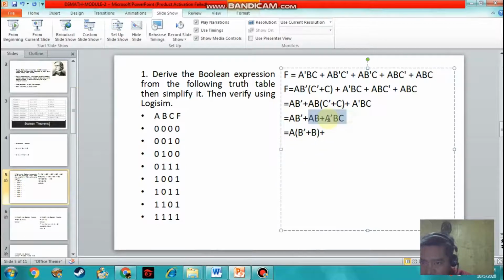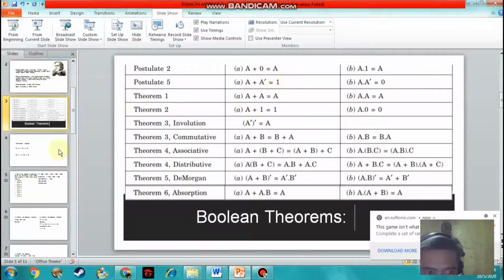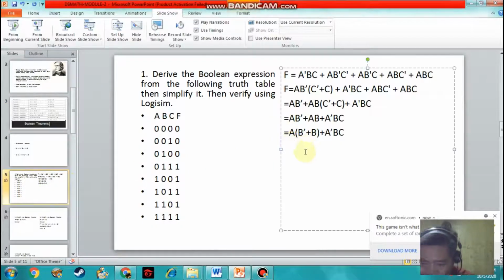Tapos, rewrite muna natin to. Hindi pa natin ginalaw to. Okay. So, ano yung B prime plus B? Diba 1? Right? Ayan o. A plus A prime is 1. So, same is true with this. 1 na to. Sa A na lang to. So, plus A prime BC.